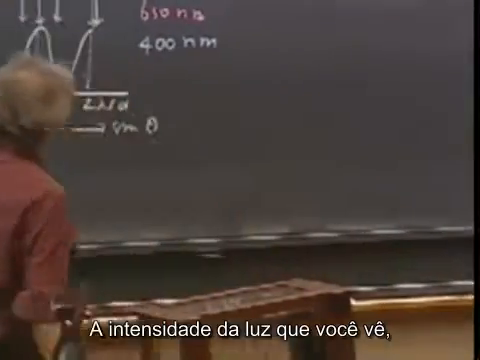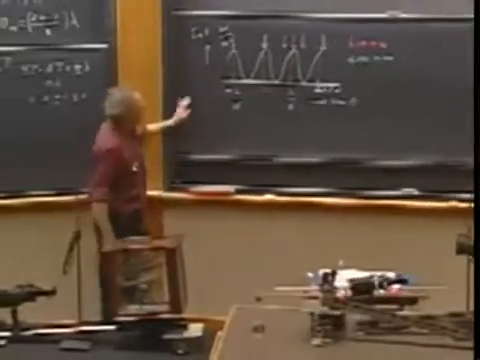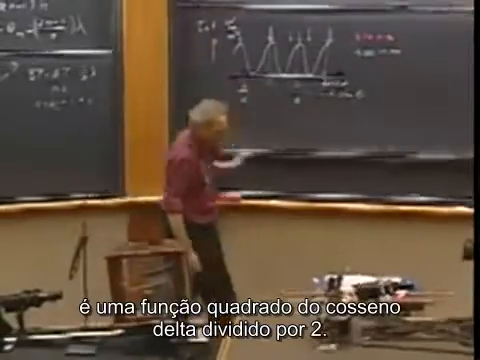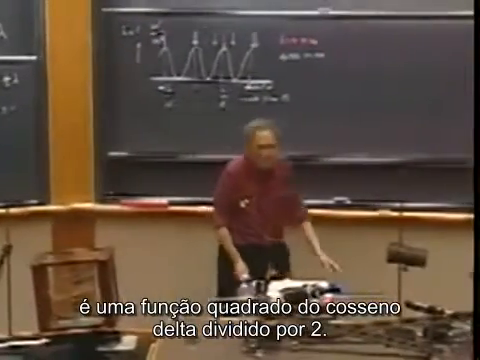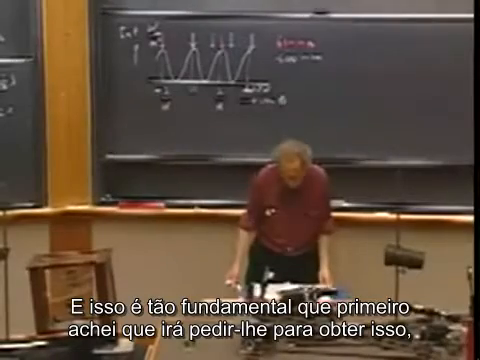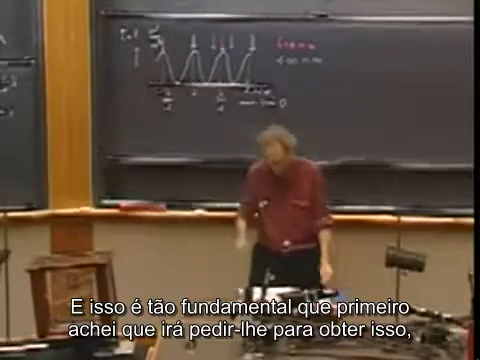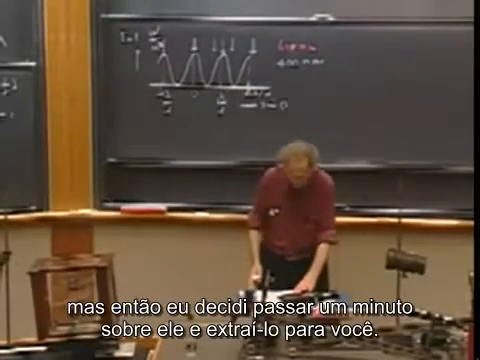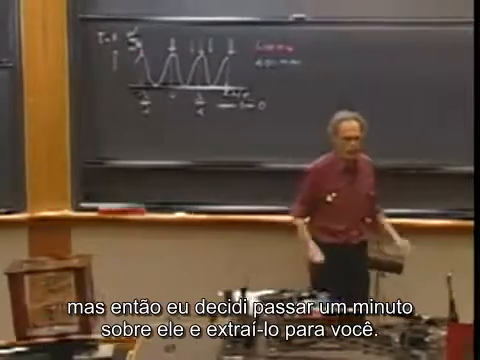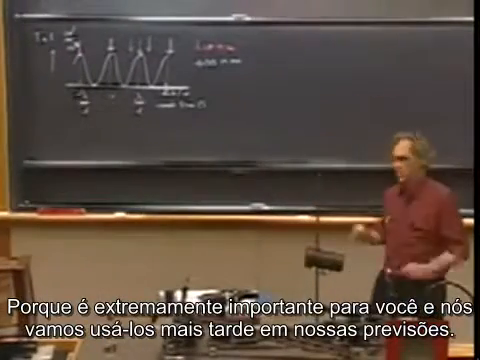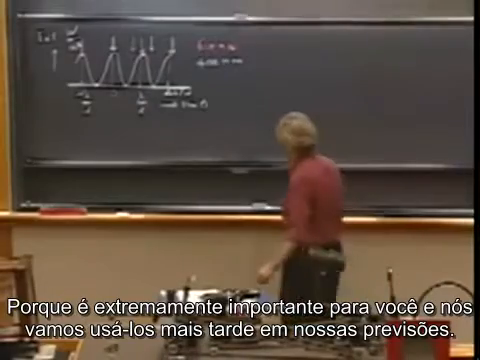The light intensity that you see is a cosine square function of delta divided by 2. And this is so fundamental that first I thought I will ask you to derive it, but then I decided to spend 1 minute on it and derive it for you, because it's extremely important that we use that later in our predictions.